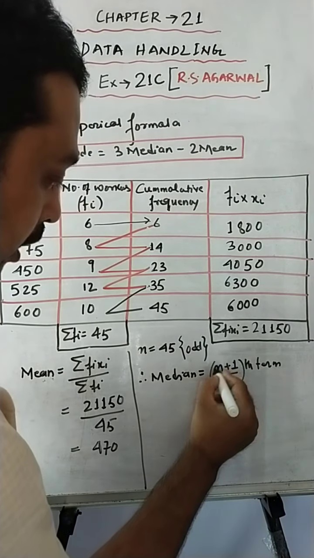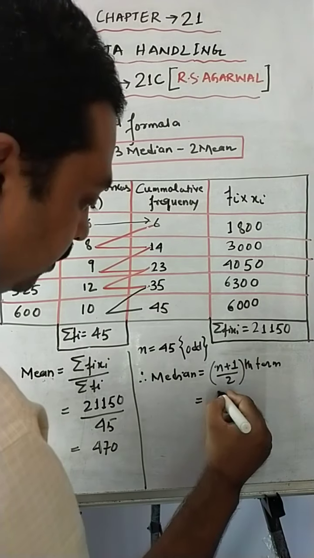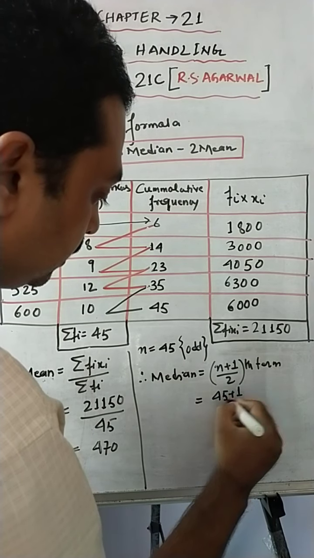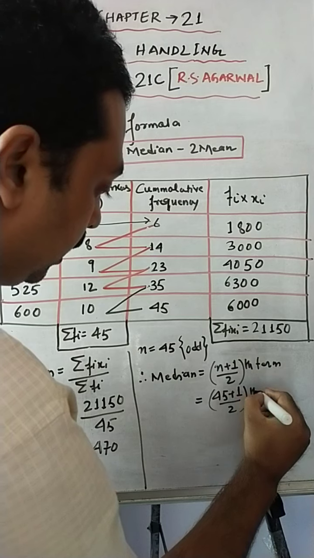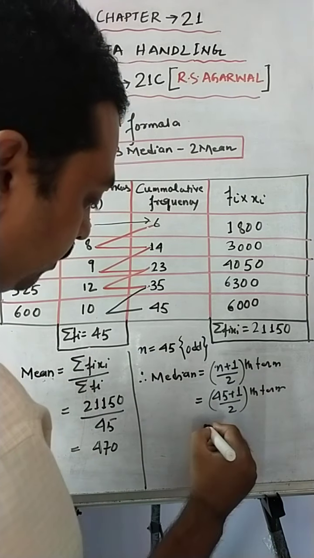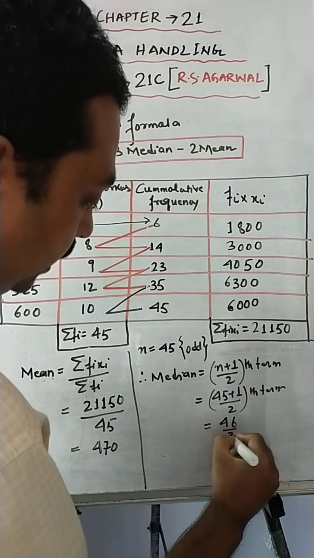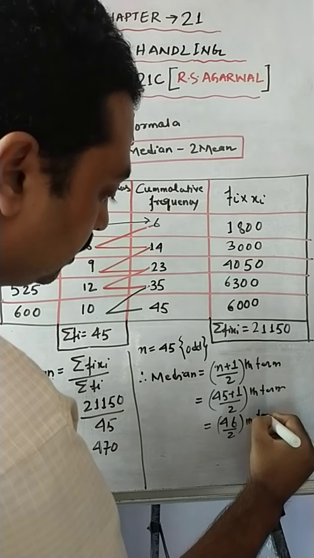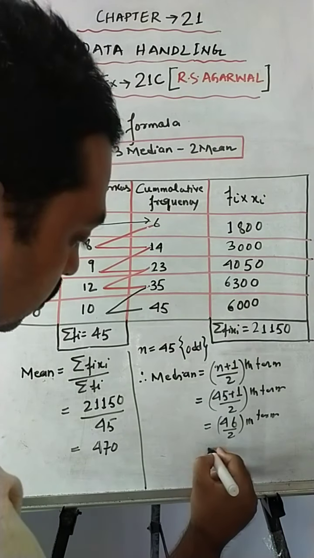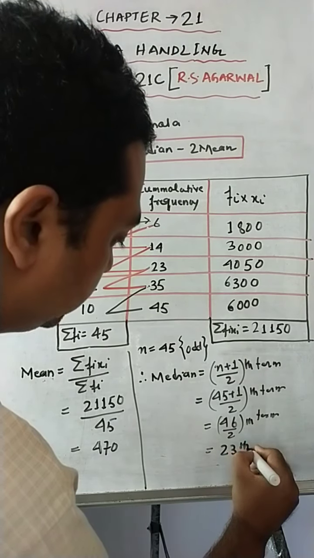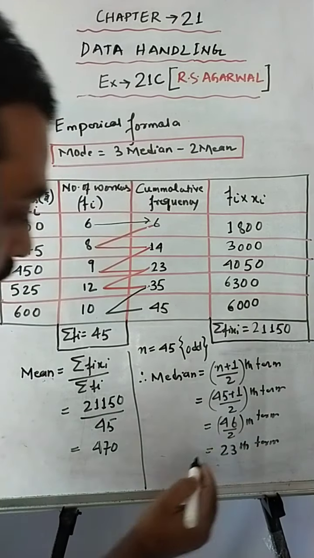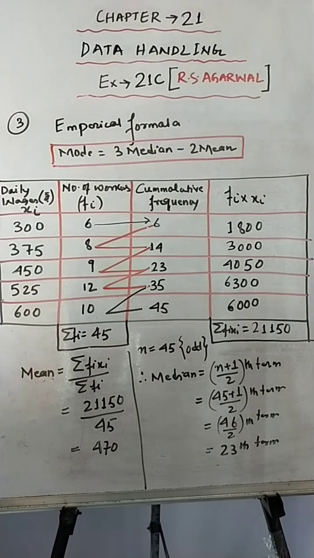So this is the formula. Now in place of n we'll put 45. So (45 plus 1) by 2 th term, that will be 46 by 2 th term. If you reduce 46 by 2, it will come to the 23rd term. Now, how to get the 23rd term?